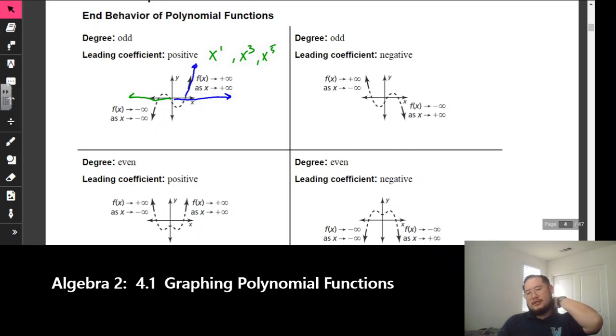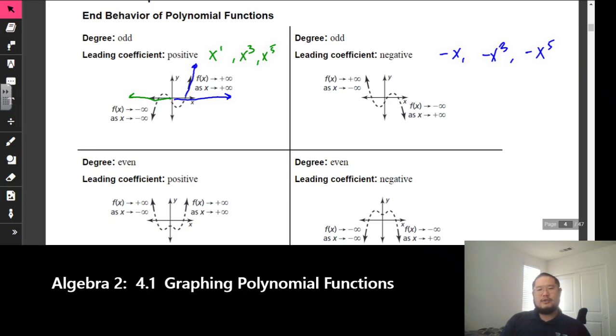So let's go to the one on the right. We have the degree is odd. And this time what they're saying is if the leading coefficient is negative. So for example, if I have negative x to the third, negative x to the fifth, etc., then remember, when we have a negative, that's going to be a reflection. It's going to flip around. So what ends up happening here now is this.